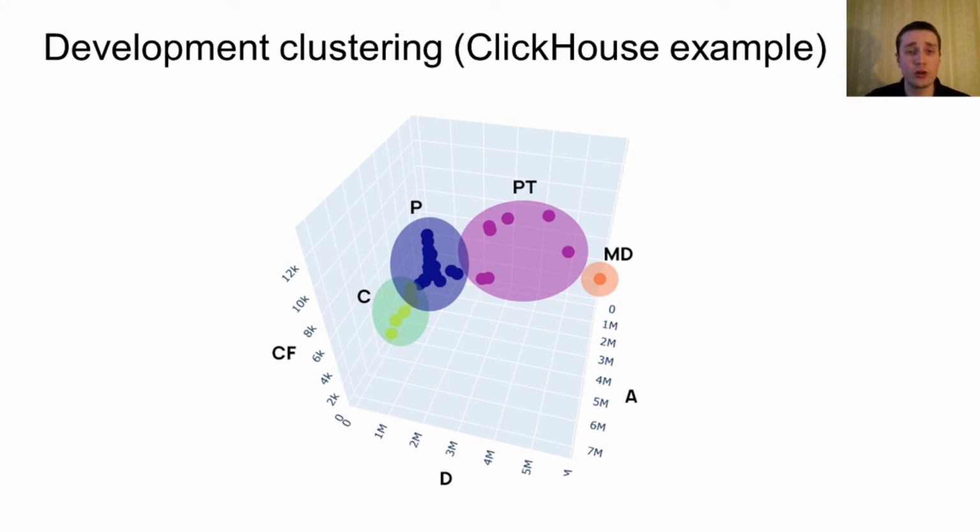The purple circles are the prospective team members. The most numerous clusters, of course, are project participants and just raw contributors. They are the majority within the development process.